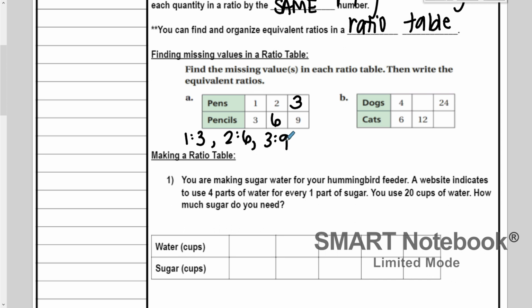Okay. The other way we can use ratio tables is by multiplying and dividing. So instead of just building that ratio table, we can go straight to a number by multiplying or dividing. So for example, I can go from 6 to 12 by multiplying by 2. And whatever I do to one number, I have to do to the other number. So whatever I do to the cats, I have to do to the dogs. If I multiply the cats by 2, I have to multiply the dogs by 2 to keep the ratio equivalent. So I would do 4 times 2, which would give me 8.